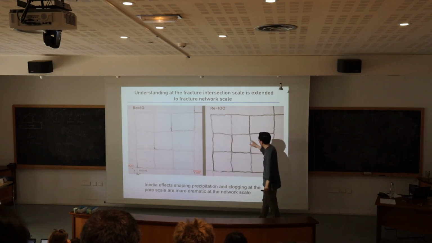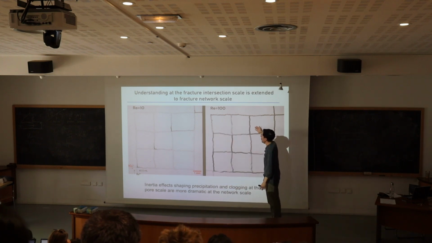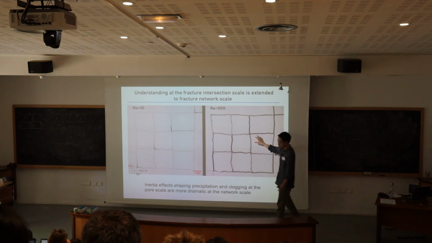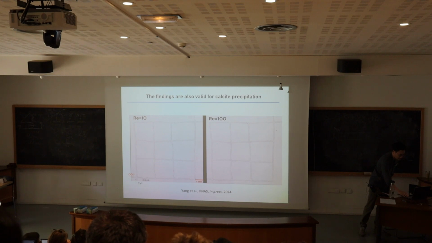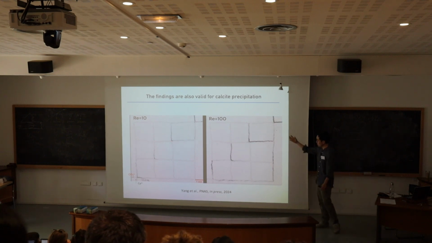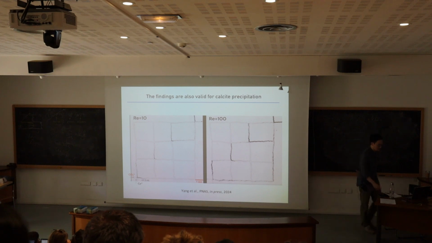And at this inertial laminar regime, the only difference is flow rate by 10 times, and you see much more widespread precipitation. And this has been confirmed in both barite and calcite systems. So we were able to show the generality of this finding for different mineral systems.